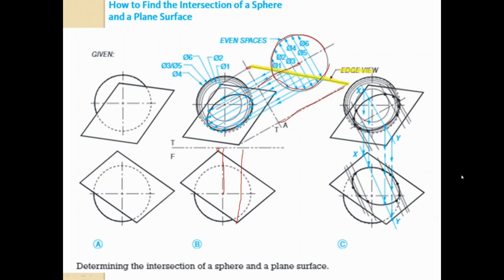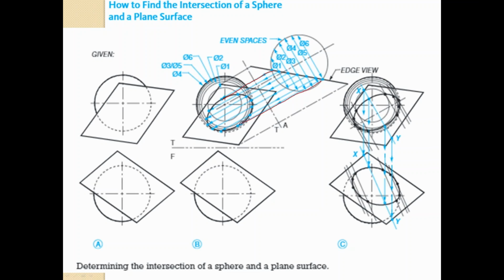After you finish a circle, you're going to have to divide this into 1, 2, 3, 4, 5, 6 spaces. So 1, 2, 3, 4, 5, 6 spaces. Once the 6 spaces are created, now you're going to project them to here, one at a time.